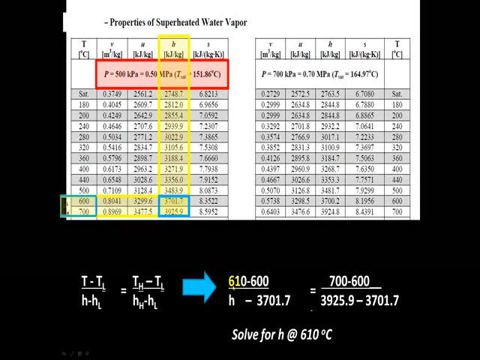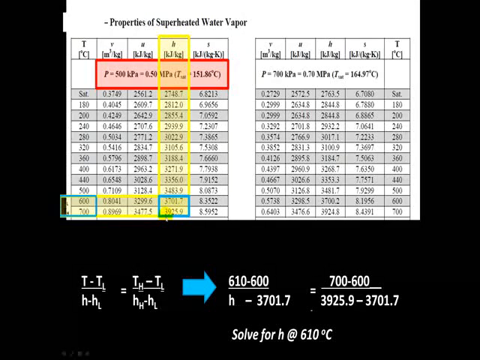You put your actual temperature in for the state, 610. We put our low temp. We divide by our actual enthalpy, which we don't know right now. This is what we're going to try and solve for, minus our low enthalpy, which equates to our enthalpy at our low temperature, so 3,701.7. And we're going to make that equal to 700 minus 600, our high temp minus low temp, over 3,925.9 minus 3,701.7. That's our high enthalpy minus our low enthalpy.